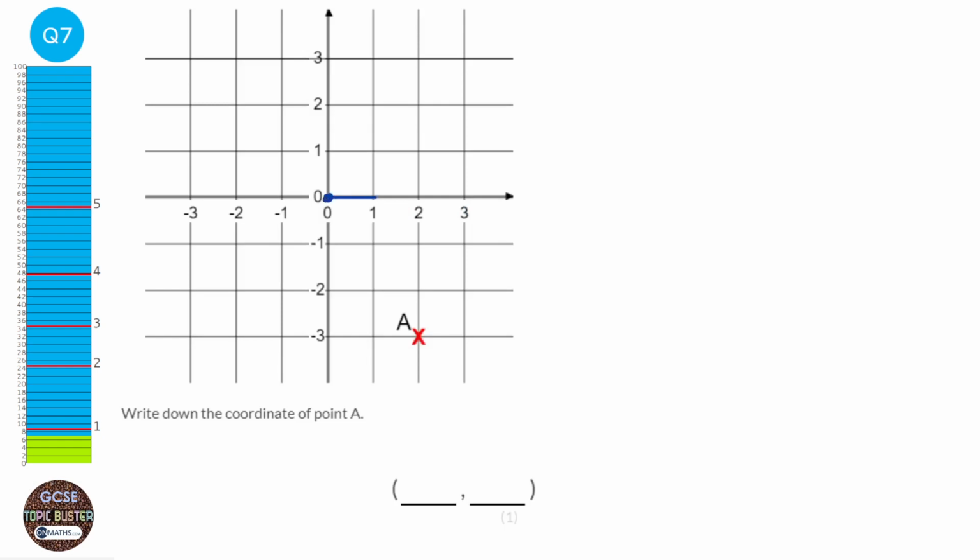To find a coordinate, what we can do is start in the middle and work out how far across we have to go. And here we have to go 2 across, so the x coordinate is 2. Then we find out how far upwards or downwards we have to go. And here we have to go 3 downwards, so that's going to be -3. So we first of all look at the x coordinate, the 2, then the y coordinate, -3, along the corridor, up, or in this case down the stairs.